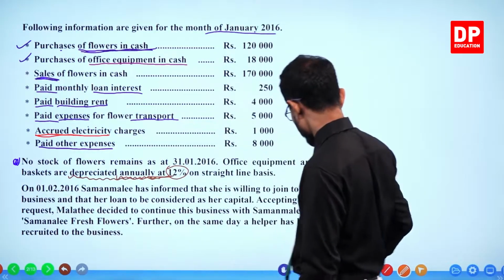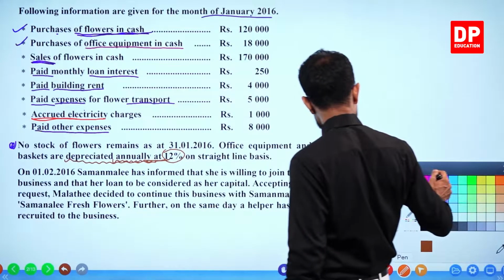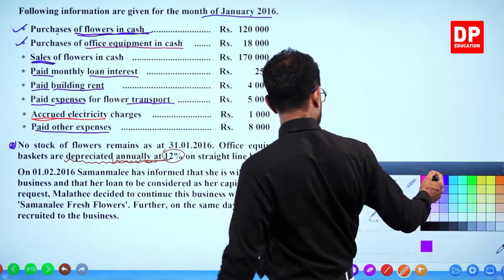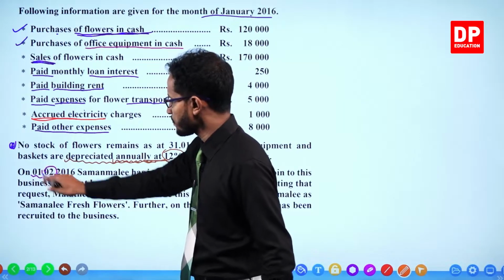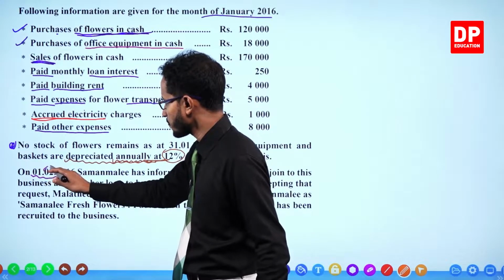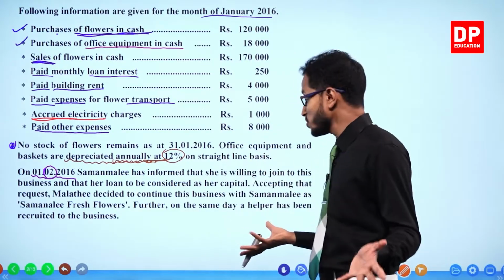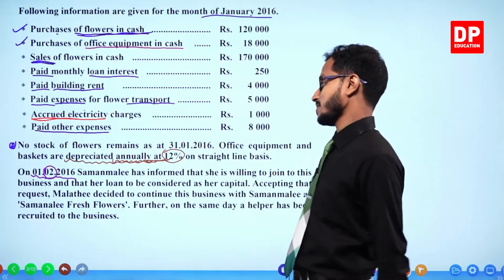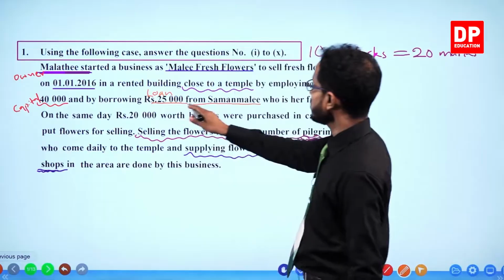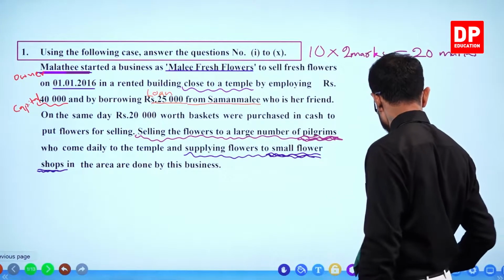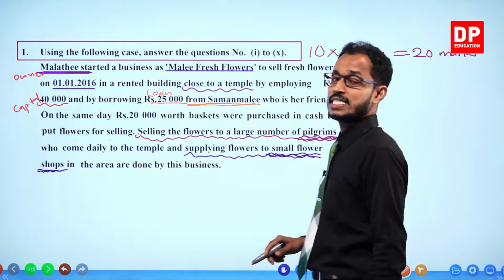No, we have some more. We have some more information, children. More information. 1st February, Samanmali has informed that she is willing to join the business. This beautiful girl here. Who is the beautiful girl? Samanmali. Right? Pretty like a flower. She's pretty like a flower. Samanmali. Right?